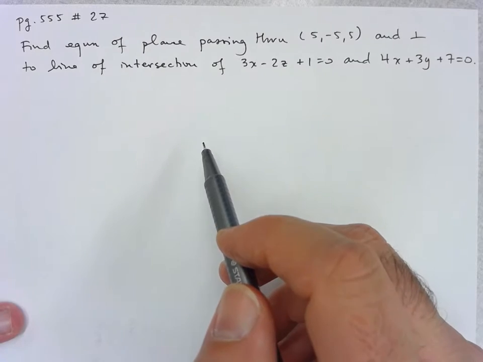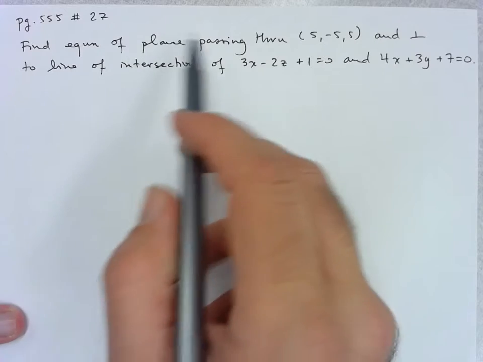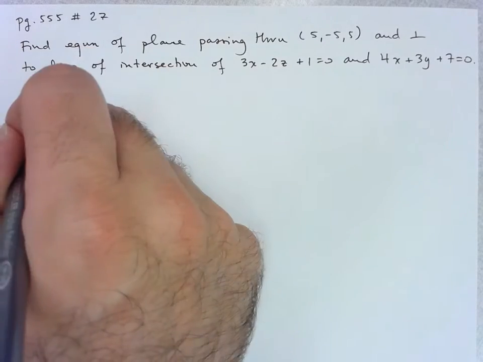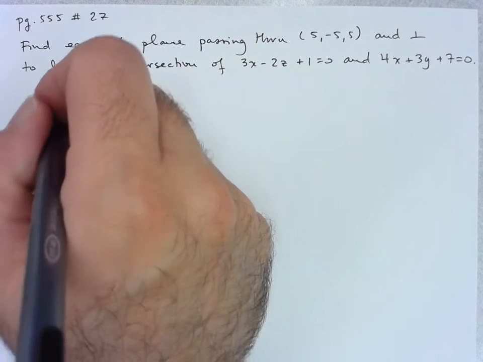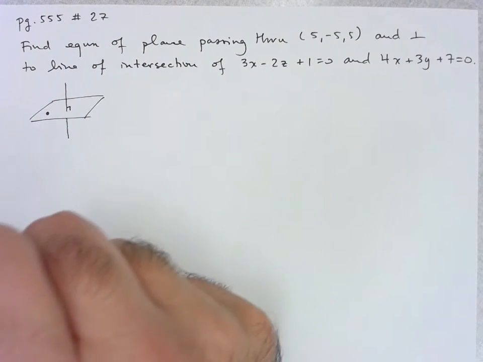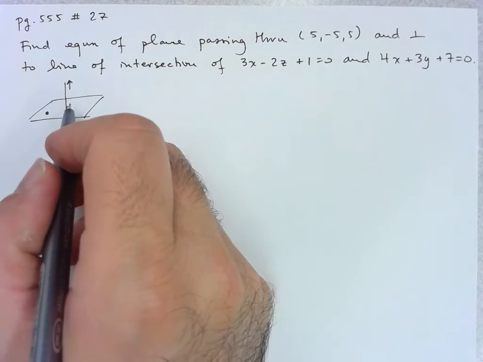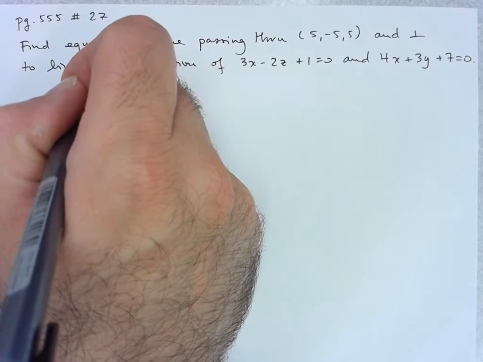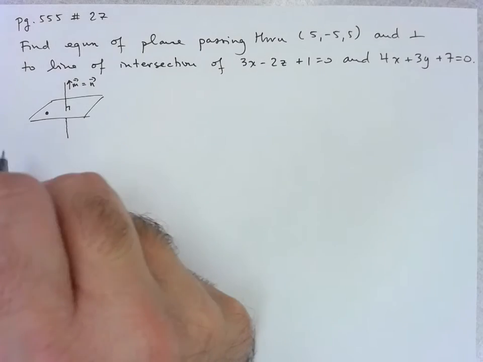First and foremost, once we find this line of intersection, how's that going to help us determine the equation of the plane? Well, you've got a plane, and you've got a point on the plane, which we need, and it's going to be perpendicular to this line. That means that the direction vector of this line will also be perpendicular to the plane. So this direction vector of the line is going to become my normal vector to the plane. That's going to be our goal.